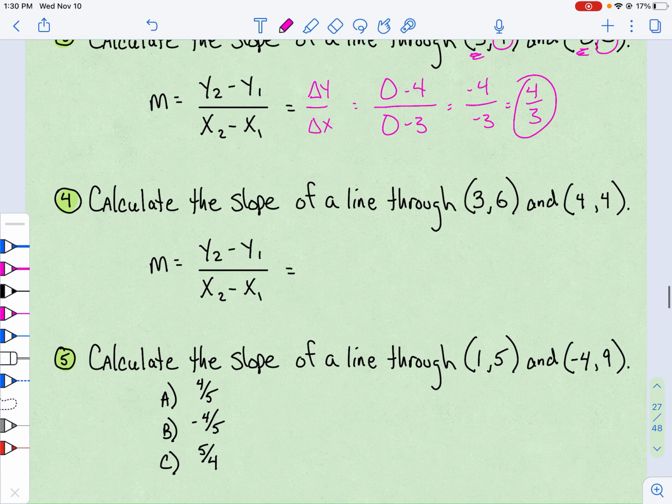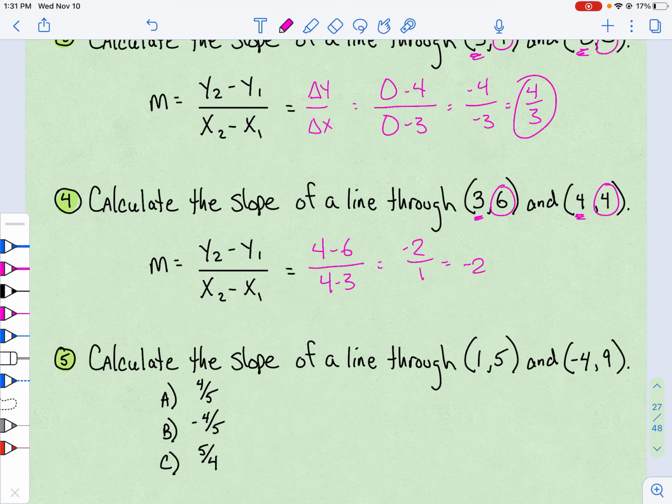Number four, calculate the slope of the line through. It's the same thing, so change in y over change in x, 4 minus 6. I said that wrong. So I just subtracted my y's on the top. Now I'm going to subtract my x's, 4 minus 3, so 4 minus 3, and negative 2 over 1, so negative 2.